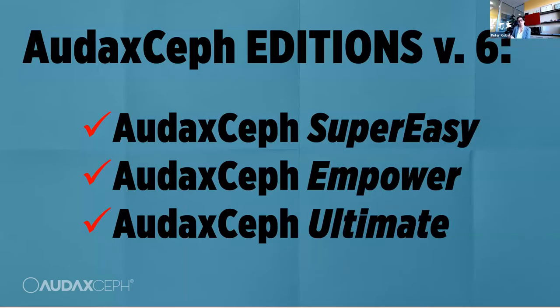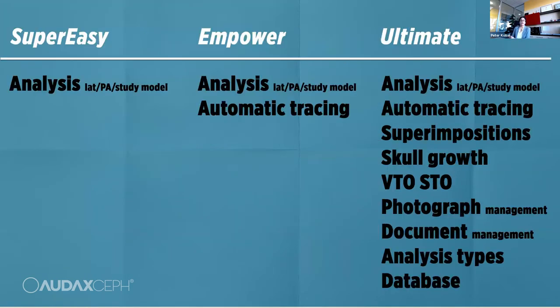When we talk about AudaxCeph packages, editions, we're talking about three: AudaxCeph Super Easy, AudaxCeph Empower, and AudaxCeph Ultimate. These three packages are all lifetime licenses, and you do not need to pay any royalties after. The software works with no limitations. Super Easy is the most simple package we have, with manual tracing analysis. Then we have Empower, which is probably even easier than Super Easy because it employs artificial intelligence for automatic tracing. It's an amazing functionality, a major time saver.